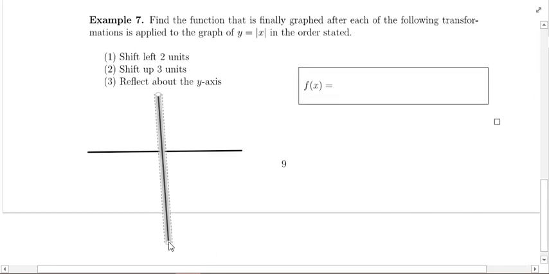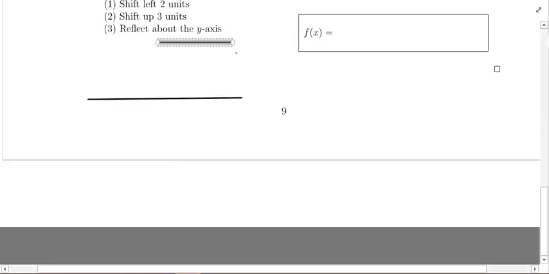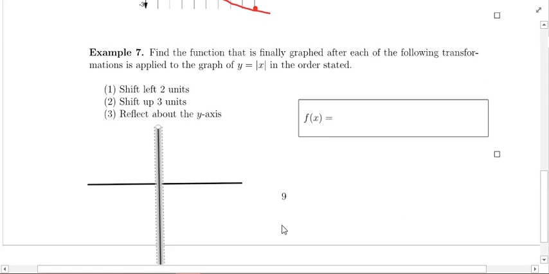Okay, so let's think about this. Let me move this thing. All right, so here we go. We've got this axis like this, and let's do what it says. We know absolute value is the V shape. Here's the original function. Let me put it in black. Let's label our points here. I'm going to take basically 3 points from the absolute value graph and try to move them.